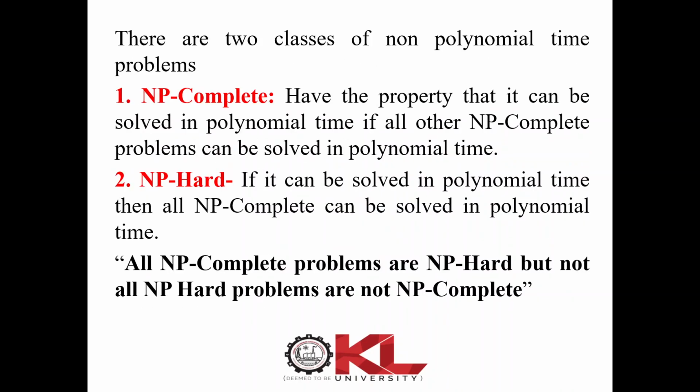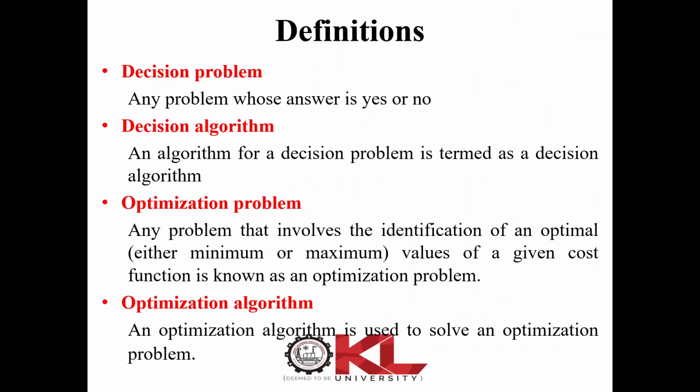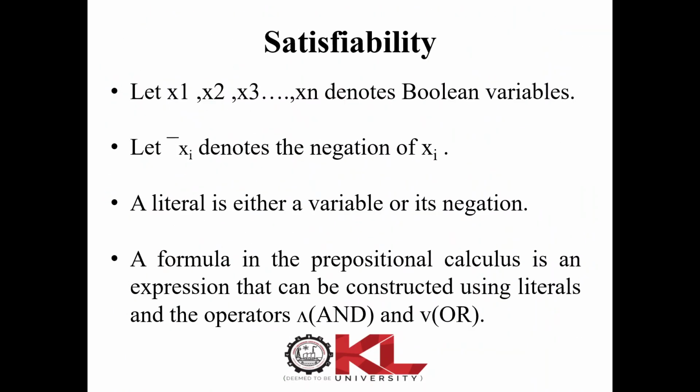So there are two classes for non-polynomial time problems. They are NP complete and NP hard. If it has the property that it can be solved in polynomial time, then it is NP complete. If it cannot be solved in polynomial time, then it is called NP hard. All these things, it is okay if you read them on your own.